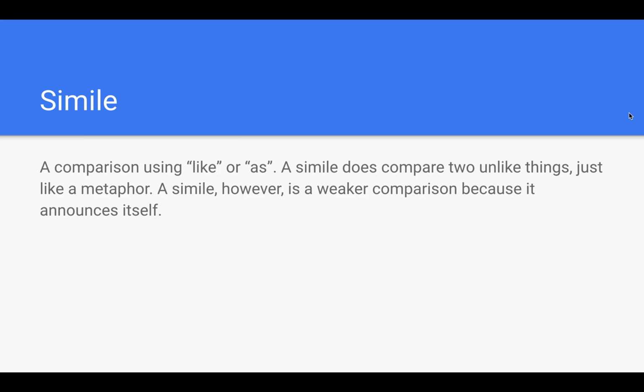Just for the sake of review, right, simile does use like or as to make that comparison. And as I just said, it's weaker when we compare it to metaphor because it does announce itself.